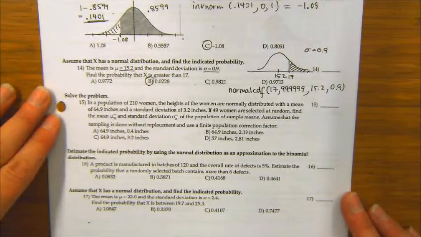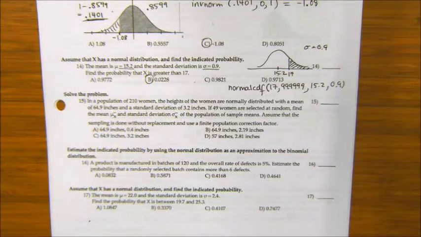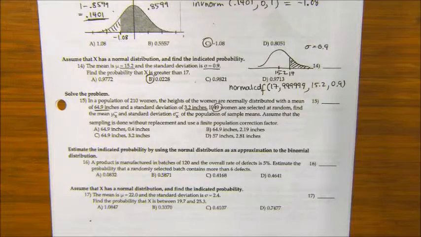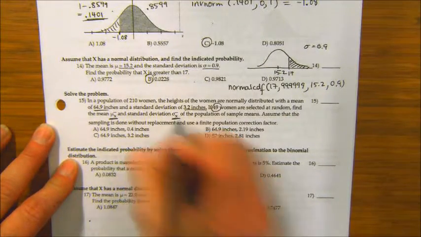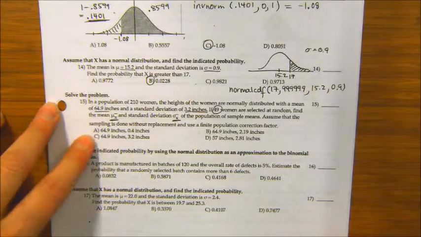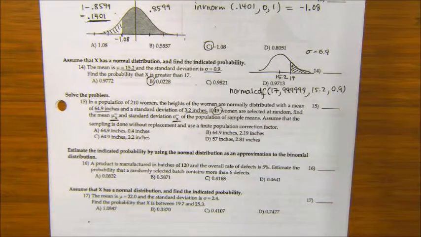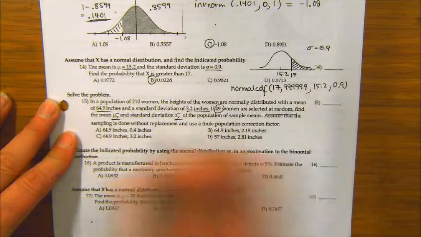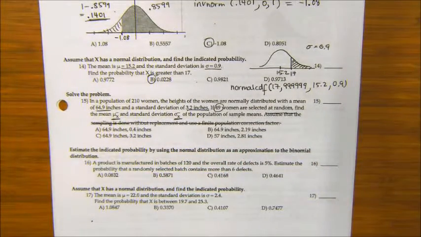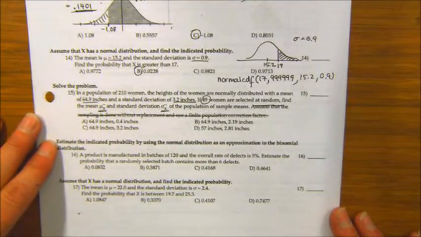All right, so we probably will not have time to go over everything, but at least 1 or 2 more questions. In a population of 210 women, the heights of women are normally distributed with a mean of 64.9 inches and a standard deviation of 3.2 inches. If 49 women are selected at random, find the mean, mu x bar, and the standard deviation of the population of sample means. Assume that the sample is done without replacement and use a finite population correction factor. We didn't really talk about the finite population correction, so I'm going to take out that part, and we're just going to calculate the mean and the standard deviation. So the answers are going to be slightly different than the answer options here.